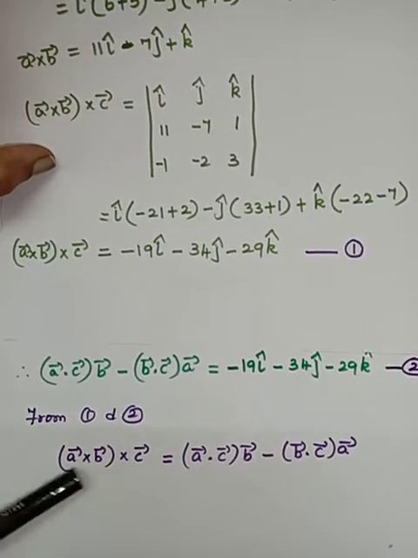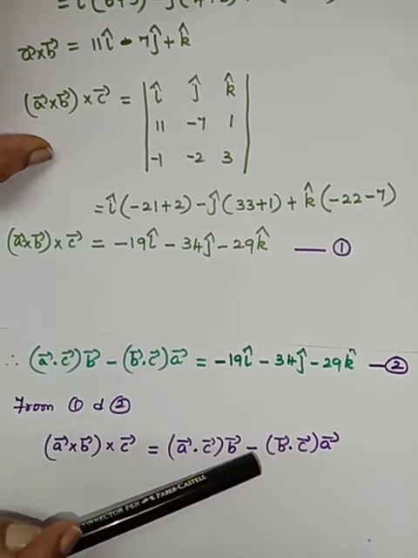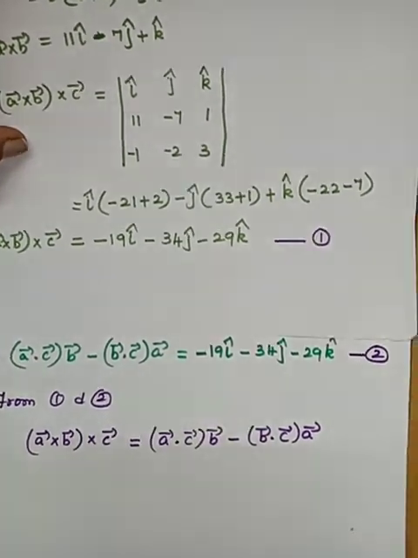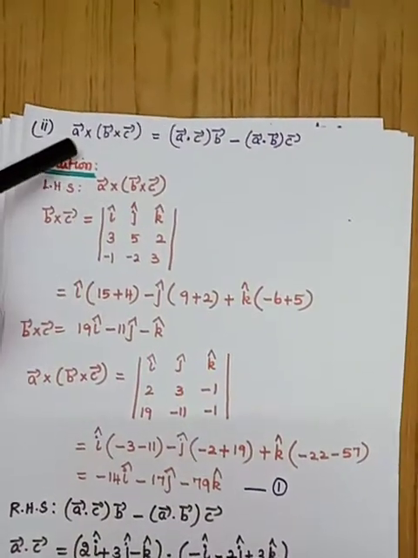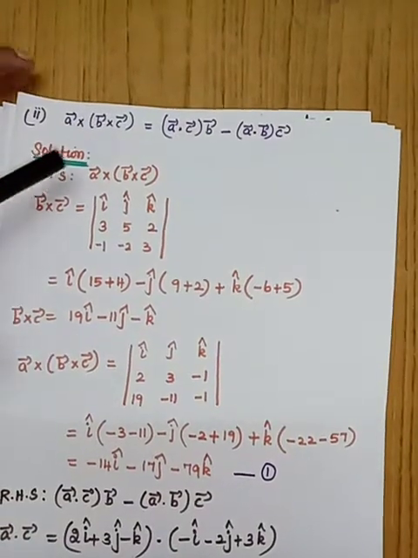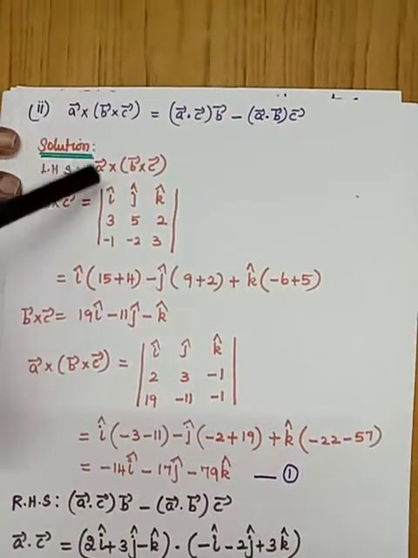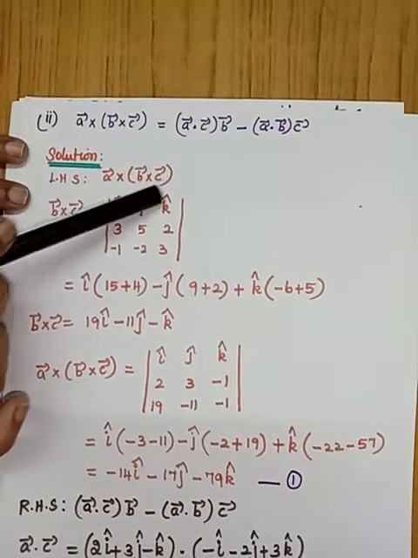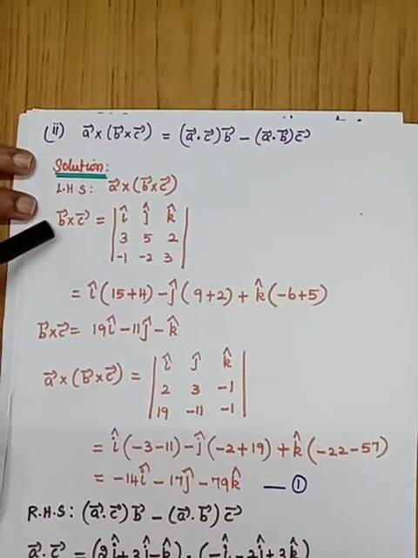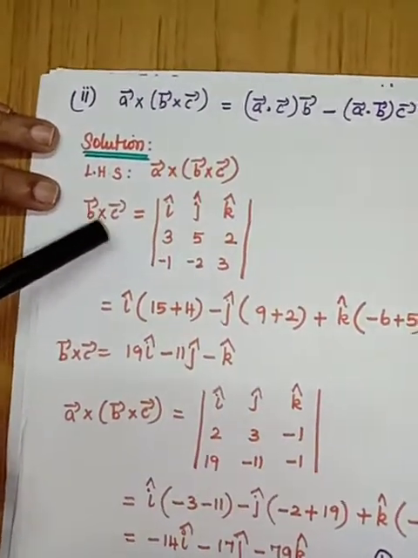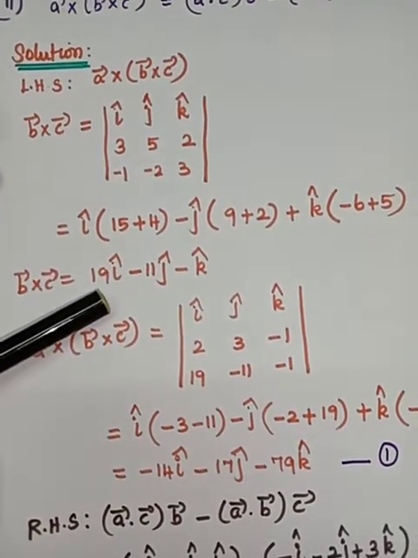So this vector triple product can be written as a vector dot c vector into b vector minus b vector dot c vector into a vector. In the same way, second subdivision, a vector cross b vector cross c vector. So in the left hand side you have to consider first what are the vectors involved in the bracket. So here b vector cross c vector has to be found first. It's a cross product. You have to use the determinant and find the value.